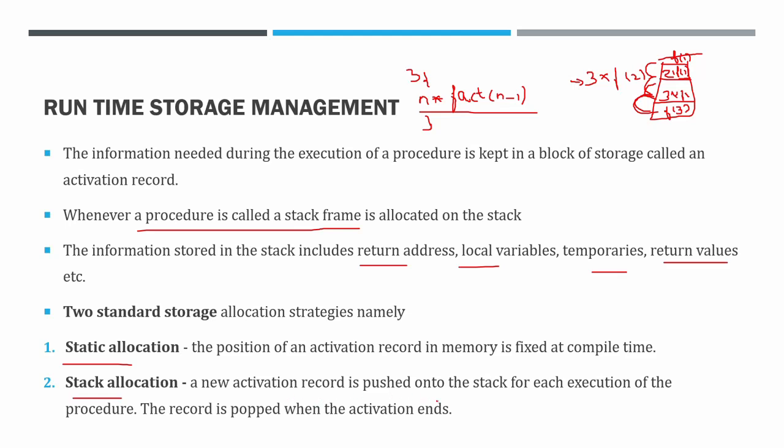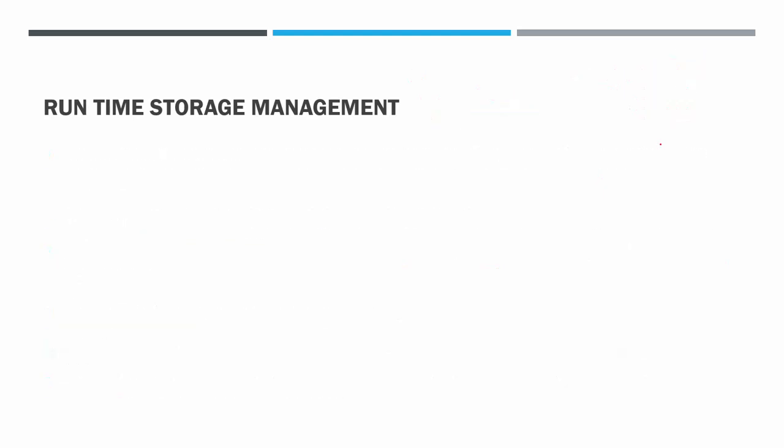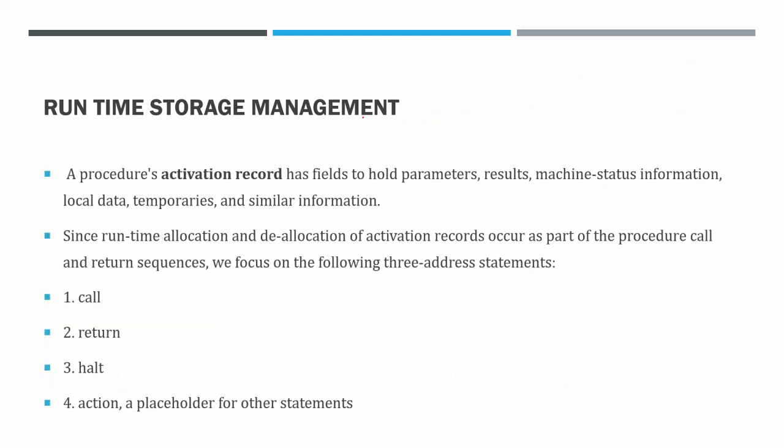So a new activation record is pushed onto the stack for execution of the procedure. The record is popped when the activation ends. This is how it will be done here. The procedure's activation record has fields to hold the parameters, machine status information, the local data, temporaries, and other information.